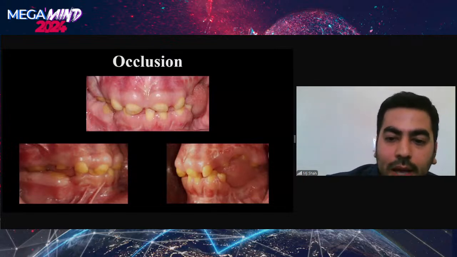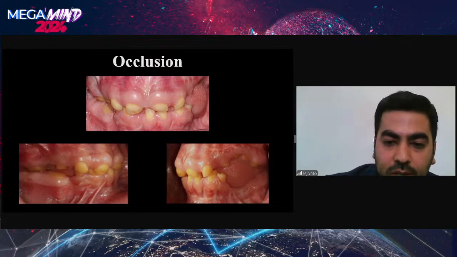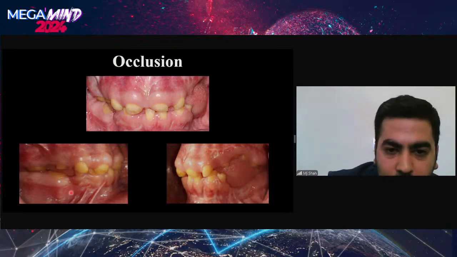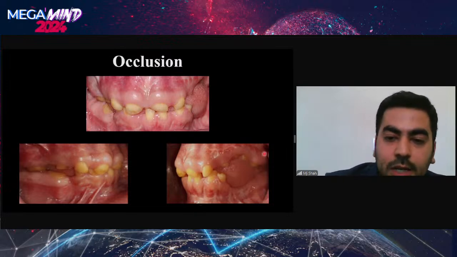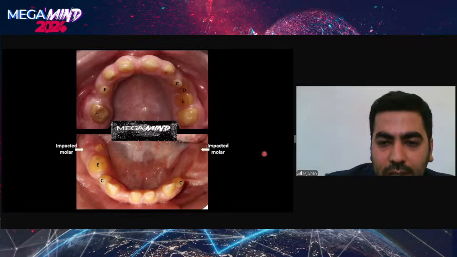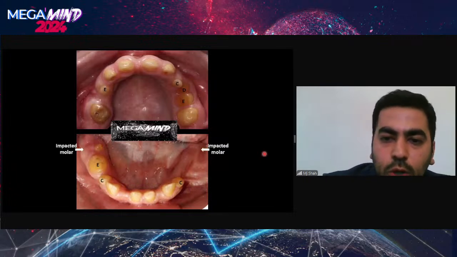She also had very extensive soft tissue scars, as you can see here and there, due to previous surgeries. In this occlusal view, the whole mouth is shown. Let's talk about the mandible.